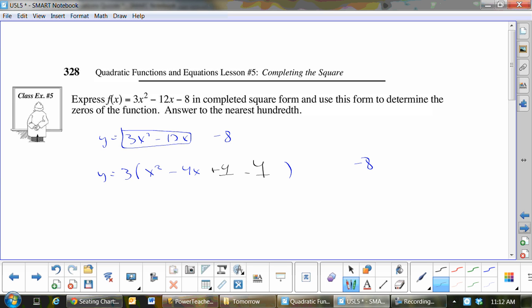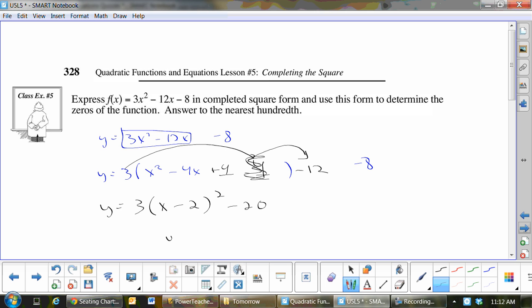Then, what am I going to do? I'm going to kick this out, because you do not belong here. What will it be? Negative 12. And then cross it out, because that was obviously the point. So this would be y equals 3 something squared. X minus 2 squared. Minus 20.